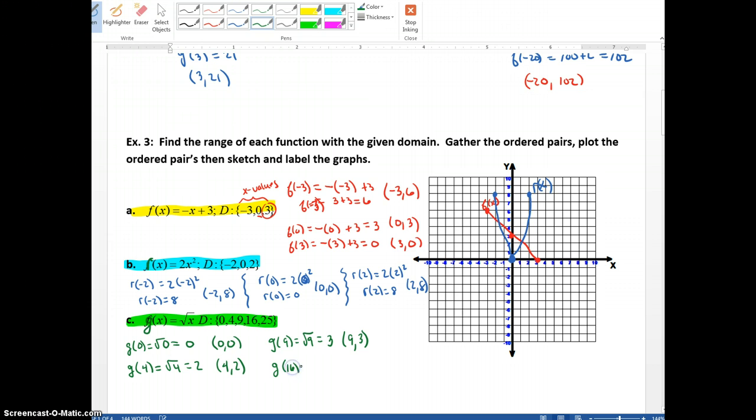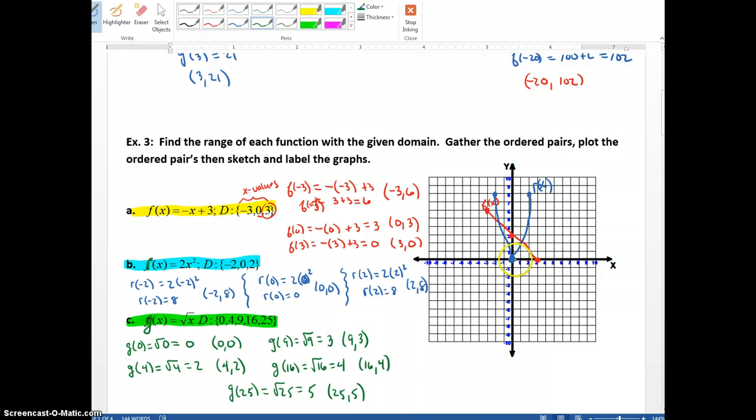G of 16 equals the square root of 16, which is 4. So input 16, output 4. And finally, g of 25. Input 25 in for x, and we get the square root of 25, which is 5. Ordered pair, 25, 5.